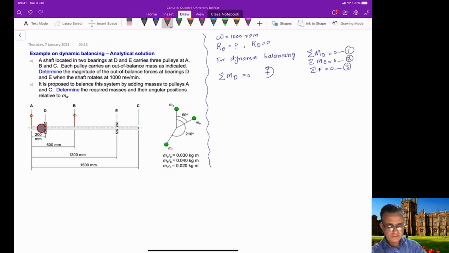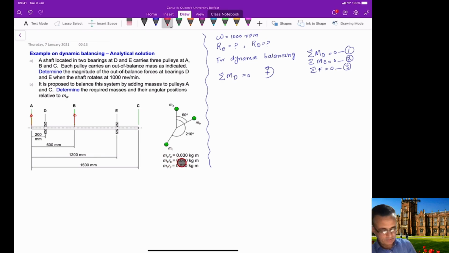For the first force, we will use this condition, the summation of all the moments at D equals 0, so we will take the moments from location D here. First, you are also given these MARA, MBRB, and MCRC. From these, you can calculate the actual forces if you multiply with omega square.